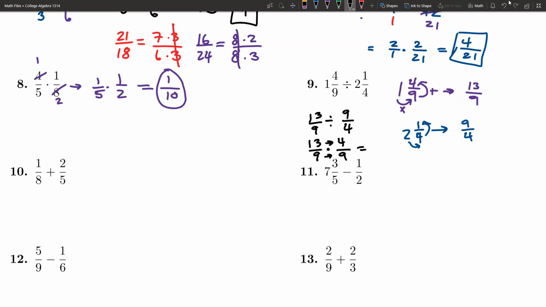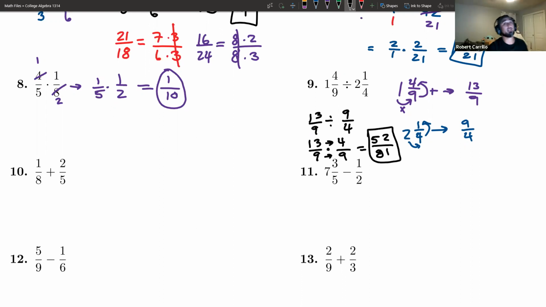Is there a trick to find the common factor? Yes, I would definitely make a factor table. I'll show you how to do that in a second. All right. So I think this is what, 52/81, guys? Yes. Okay. All right. So let's look at that.